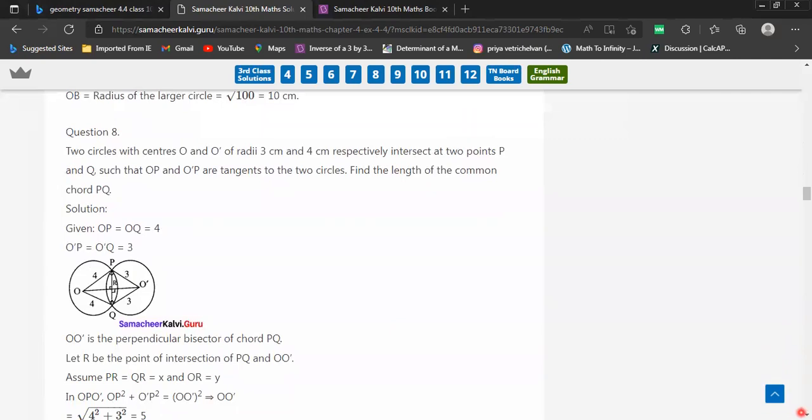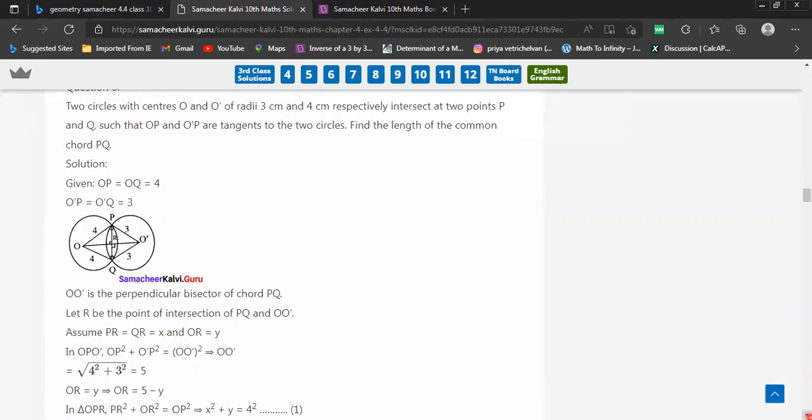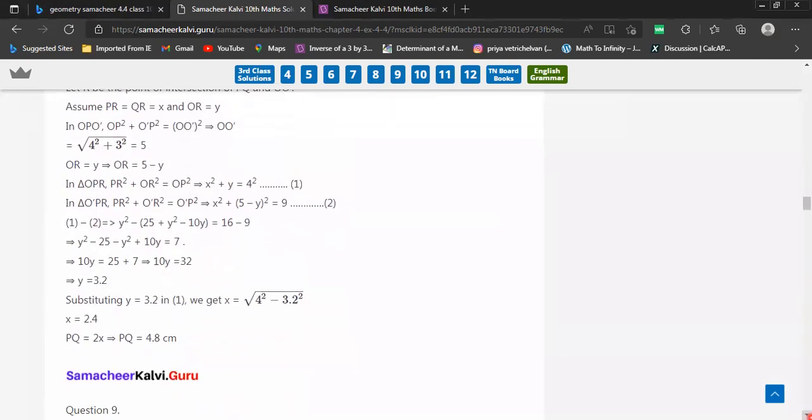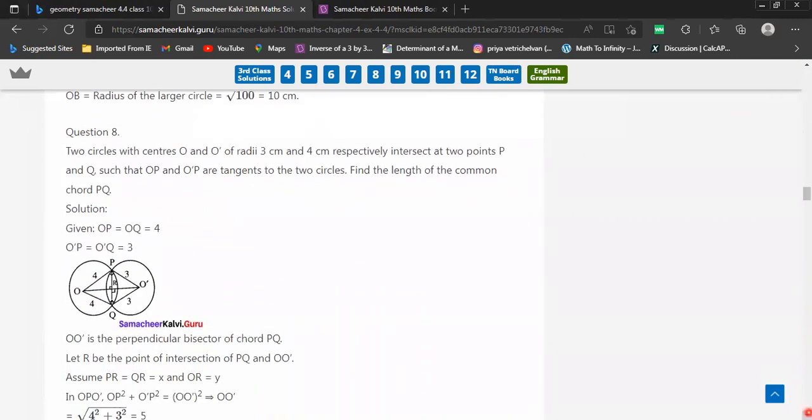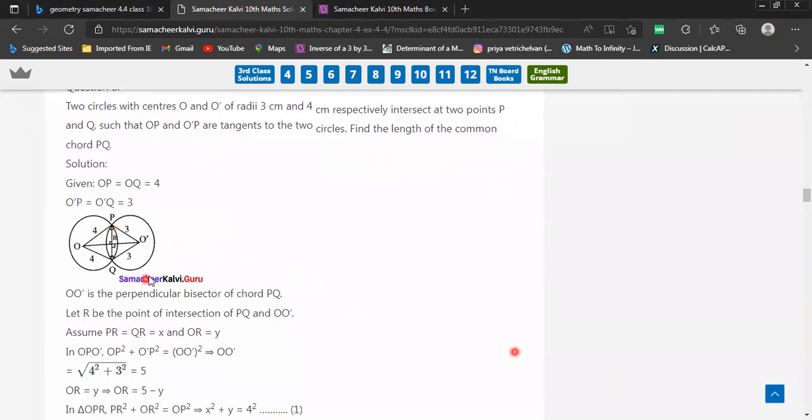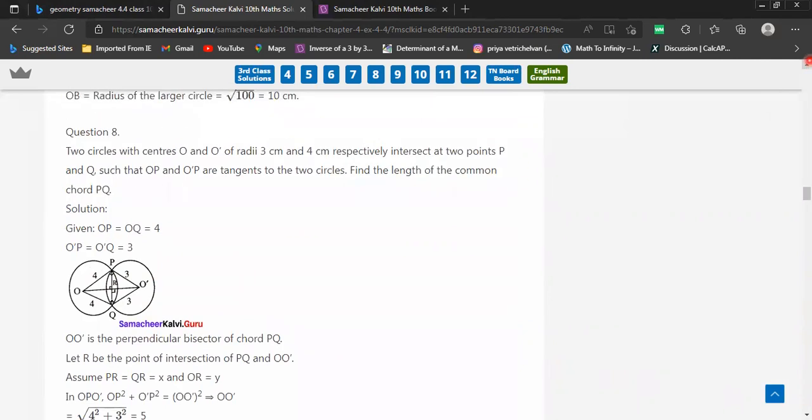Question number 8. Just try to go through the question number 8. In the question number 8 also, again and again they'll be using the right angle, the Pythagoras theorem only in this. The diagram might look a bit confusing, but it is really, really easy. Try to go through the solution and let me know if you are not able to understand.